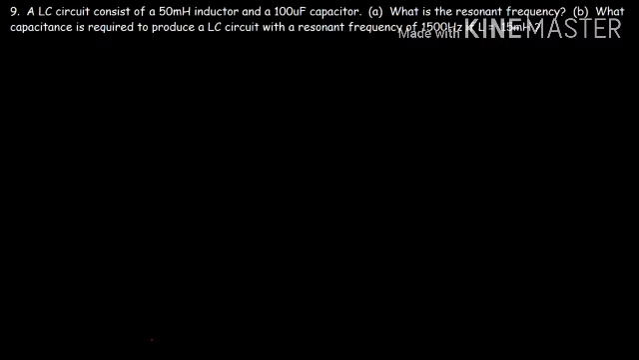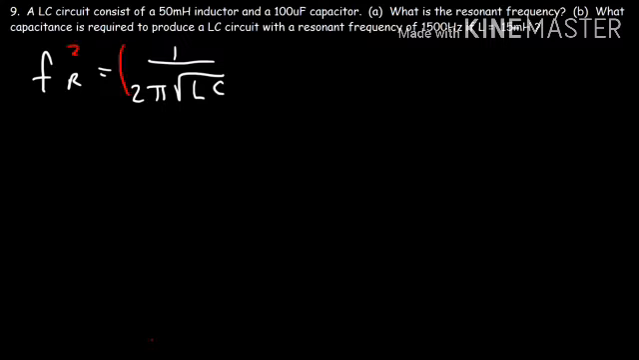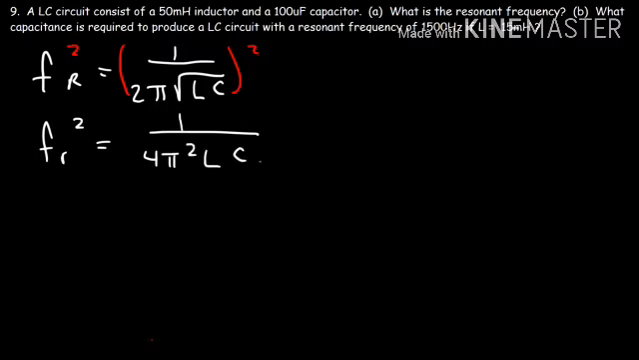Now let's work on part B. What capacitance is required to produce an LC circuit with a resonant frequency of 1500 Hz if L, the inductor, is 15 millihenries? So let's start with this equation, and our goal is to solve for C. Let's begin by squaring both sides. If we take the square of both sides, we can see that the square of the resonant frequency is equal to 1 over 4 pi squared times LC, which is the equation we had not too long ago.